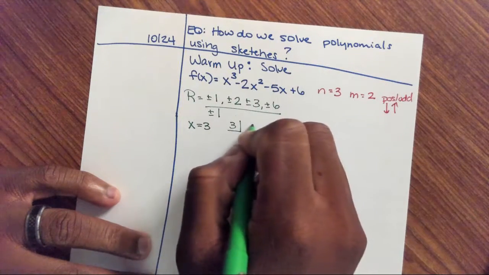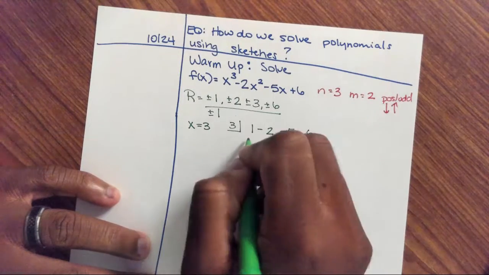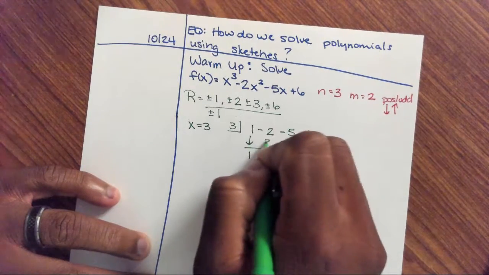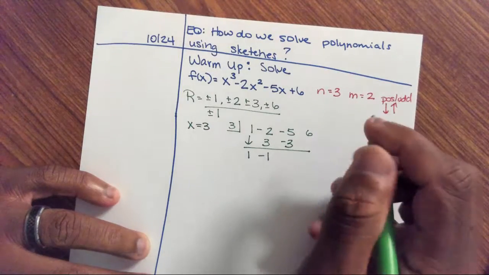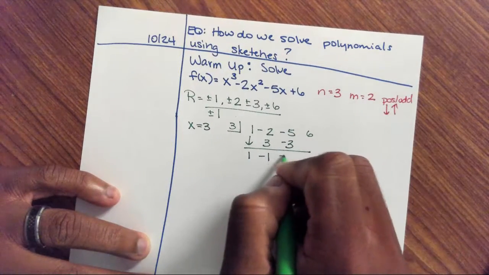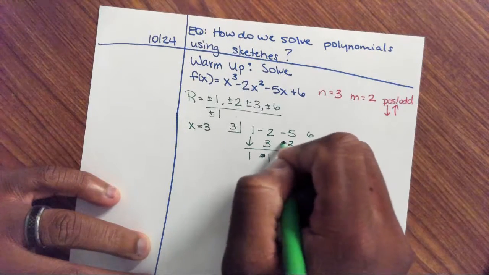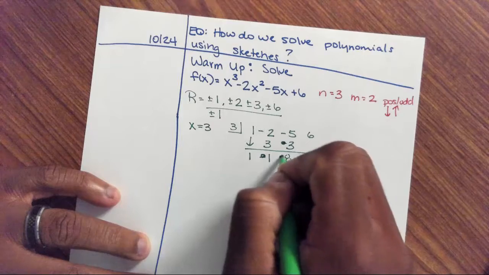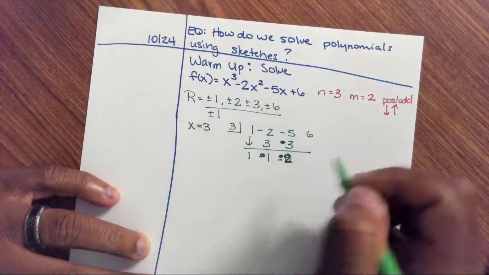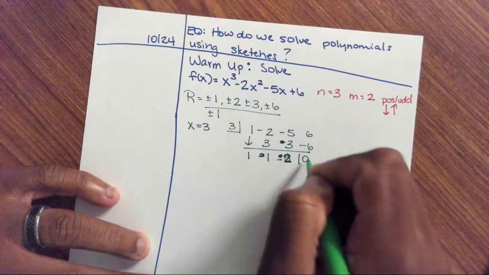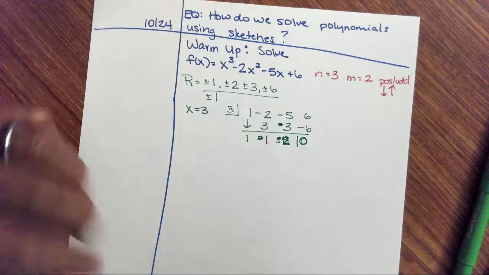lifting out the coefficients, you have 1, negative 2, negative 5, and 6. Bring the 1 down. 3 times 1 is 3. That's negative 1. 3 times negative 1 is negative 3. This is a negative 8. That's not right. Oh, positive 1. Thank you. I'm sorry. That should be a positive 1. So this is negative 2. 3 times negative 2 is negative 6. So that's a 0. And you're left with this quadratic here.